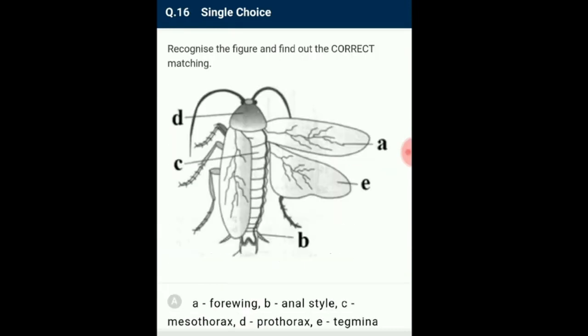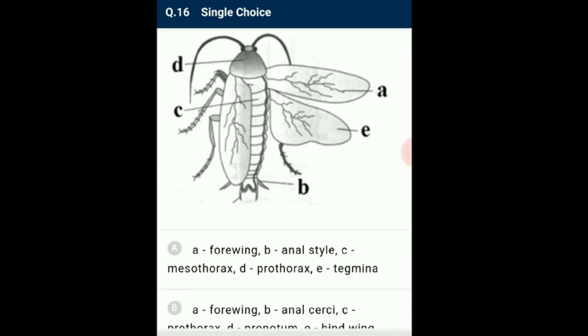Question number 16. Recognize the figure and find out the correct matching. The diagrammatic representation is a cockroach, belonging to the phylum Arthropoda. The body is divided into head, thorax and abdomen. The thorax is divided into three parts: prothorax, mesothorax and metathorax. The prothorax has the largest tergum, known as the pronotum. The thorax also shows the presence of appendages and wings. The thorax shows three pairs of appendages, attached to each part of the thorax.